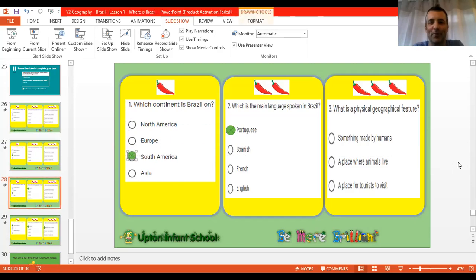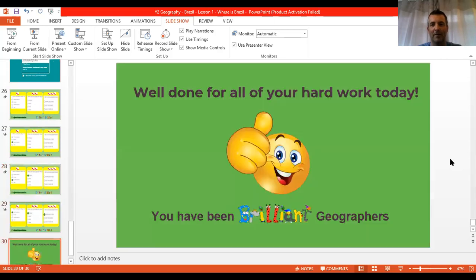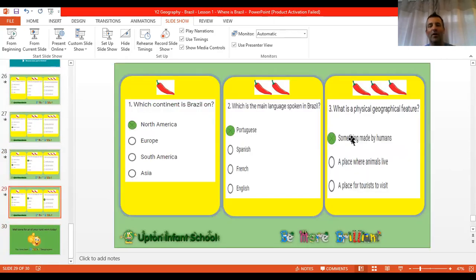And the last one, number three, what is a physical geographical feature? Is it something made by humans, a place where animals live, or a place for tourists to visit? Let's have a look. Well done. It's something made by humans. So physical geographical feature is something made by humans. And let's move the continent is definitely in South America. So let's make sure we get that one right.